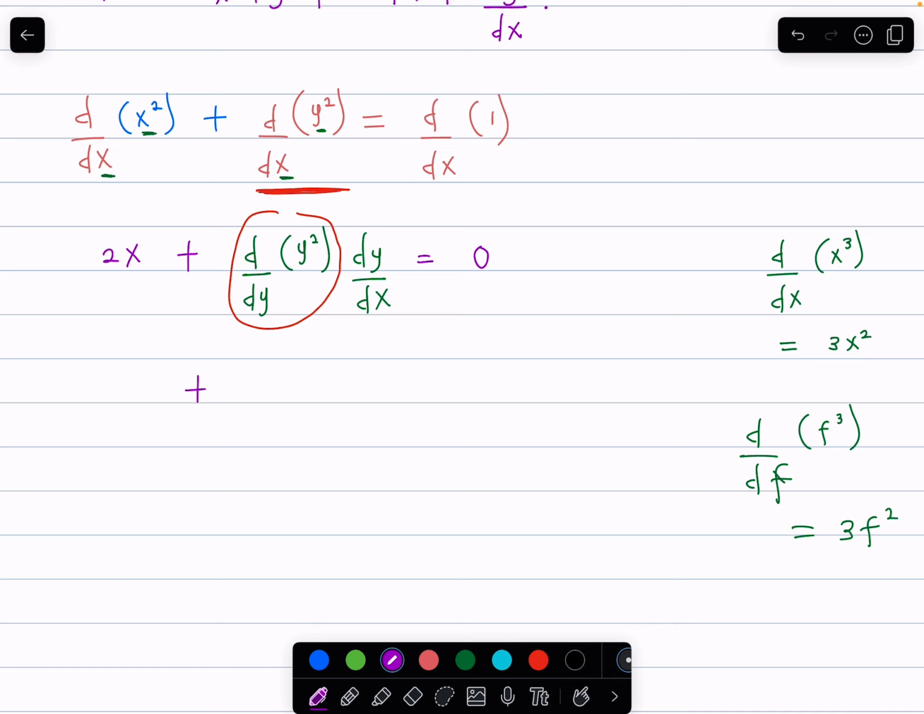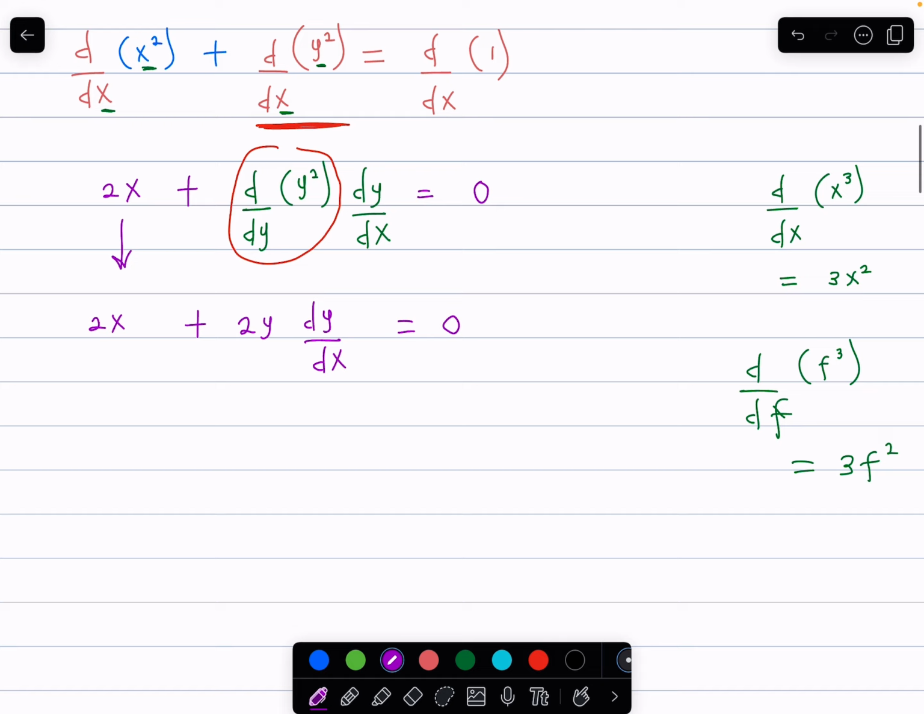So the same thing applies to this part. I'm going to write plus d dy of y squared, which is just going to be 2y, right? Then I have my dy dx. Then I have 2x here. I just bring down this 2x. This is equal to 0.